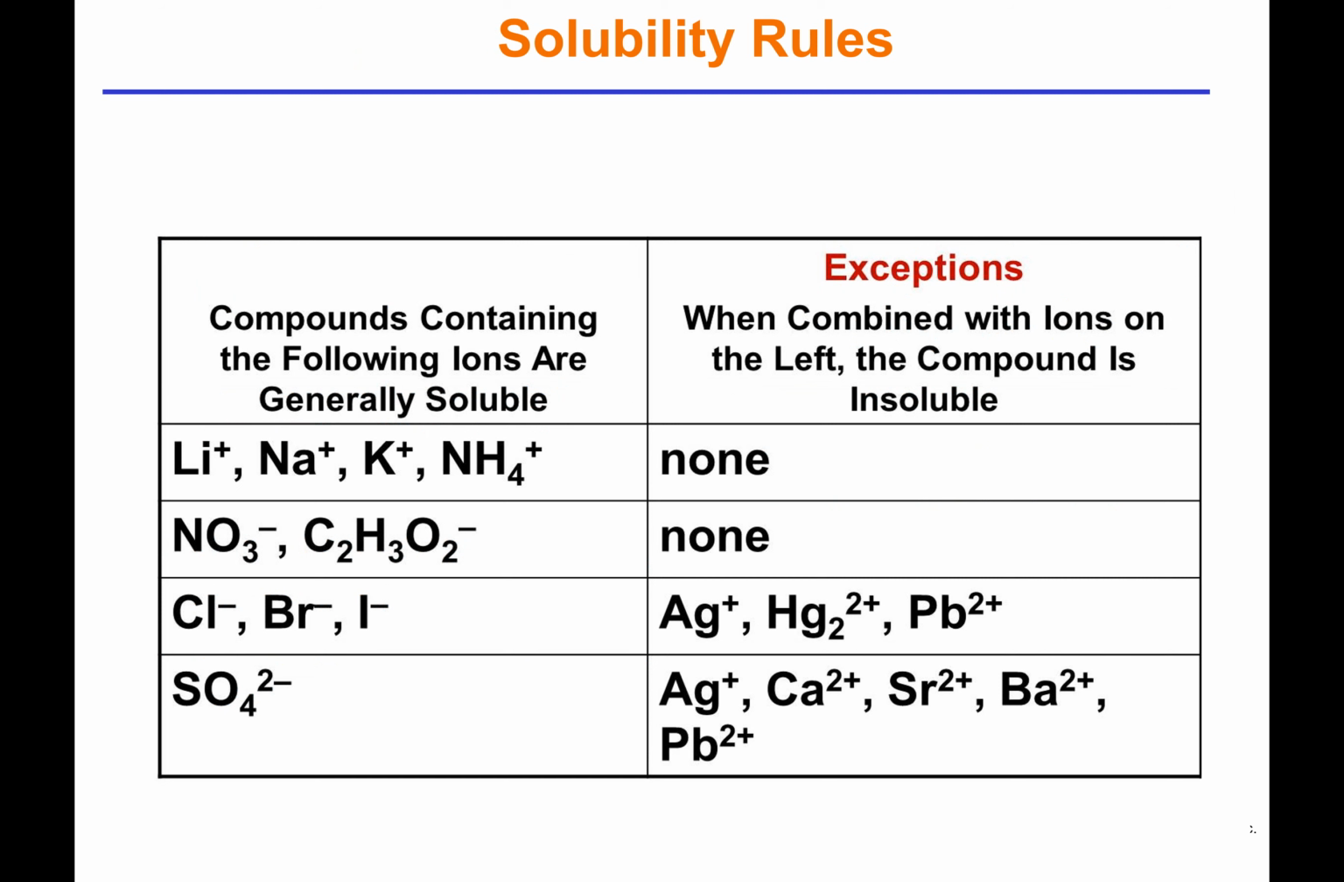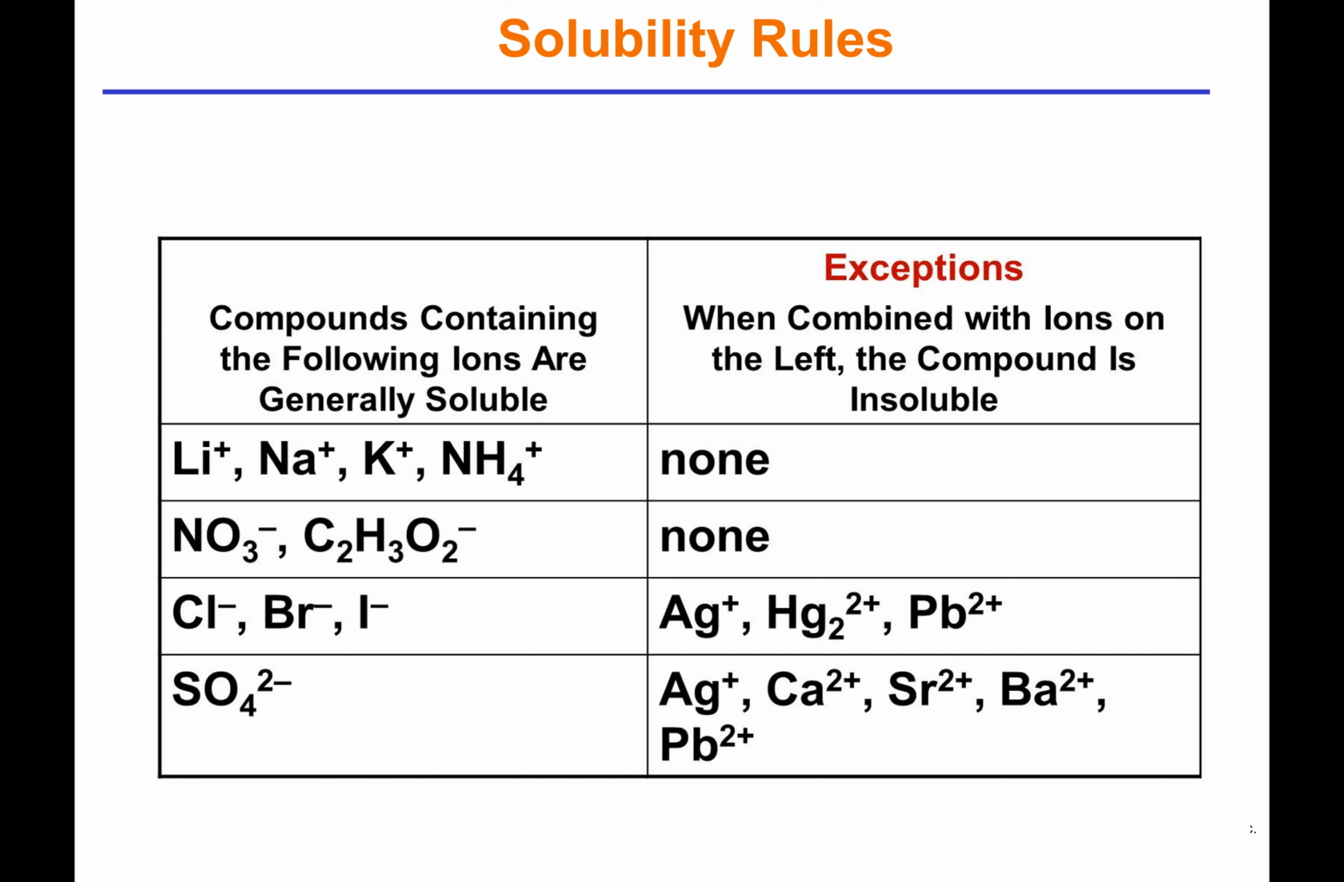And this is another, and this one I think is probably the more useful version. It says compounds containing the following ions are generally soluble. So we have our group 1s and ammonium. And on the right we have exceptions, meaning when combined with ions on the left, the compound is insoluble. With our group 1A, notice that there are no exceptions. So if you see something from group 1, in other words your sodium, lithium, potassium, etc., know that it's generally probably soluble, unless you see an exception somewhere. And here we have no exceptions.